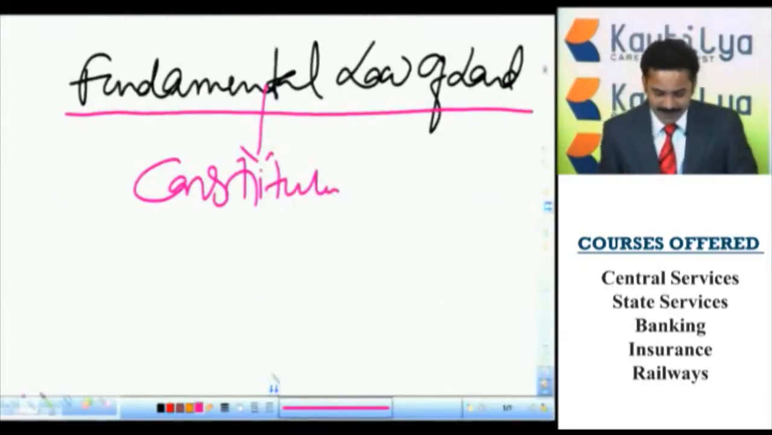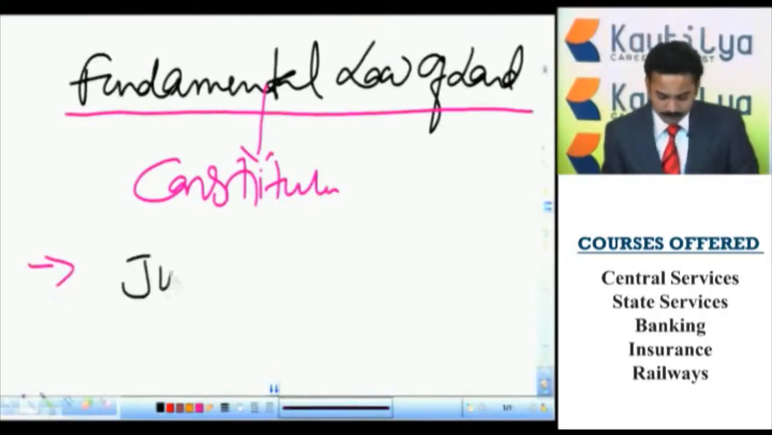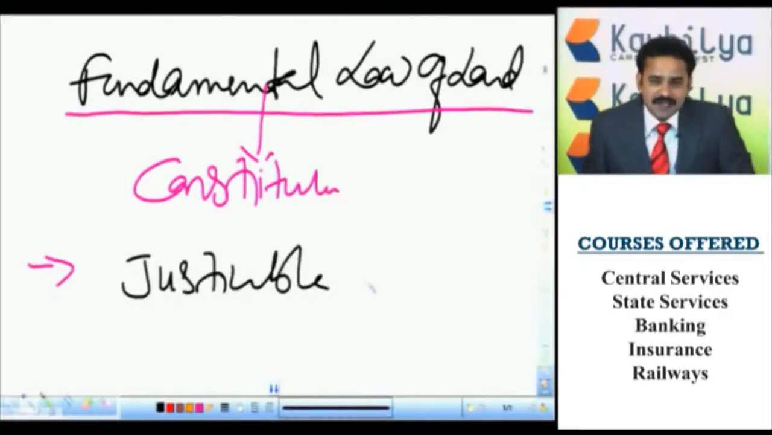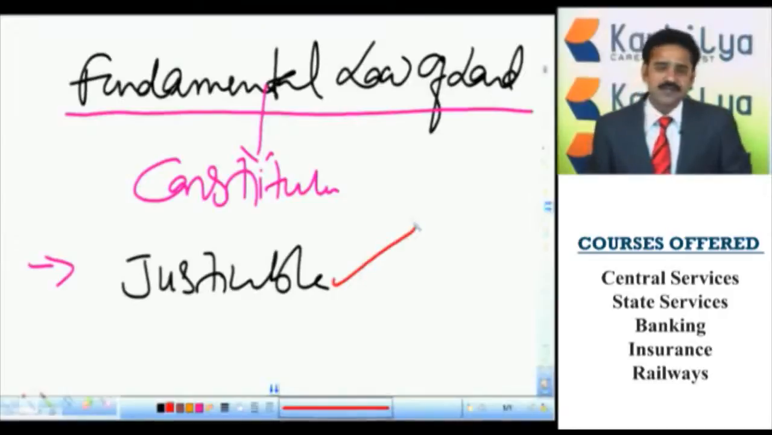And the second reason is they are justiciable in nature. Justiciable in nature means that in case of violation of the fundamental rights, the aggrieved person can move to the court for his rights. The courts are responsible for the implementation of the fundamental rights. In other words, the judiciary acts as a watchdog of the fundamental rights. In case of violation, the aggrieved person can move to the court. So that is why they are called fundamental rights.